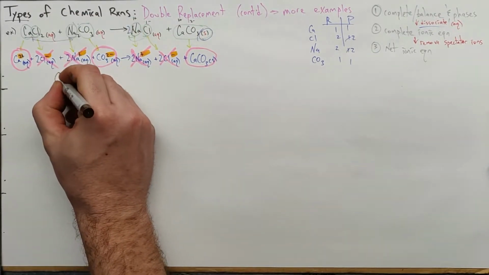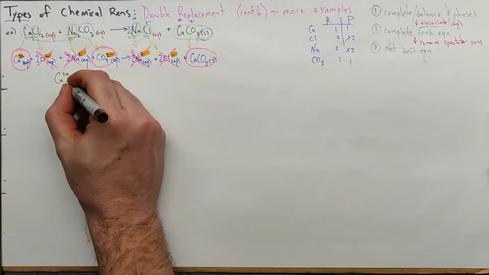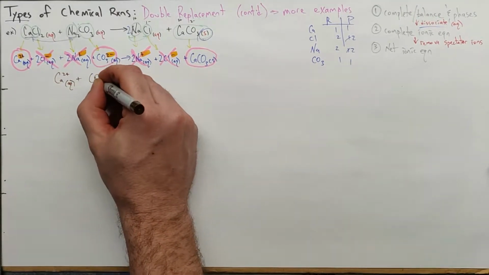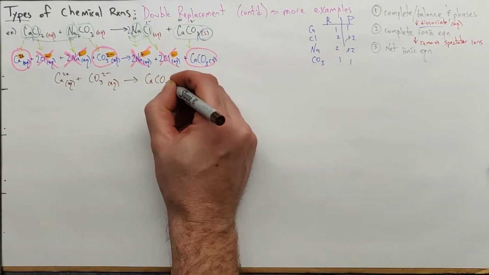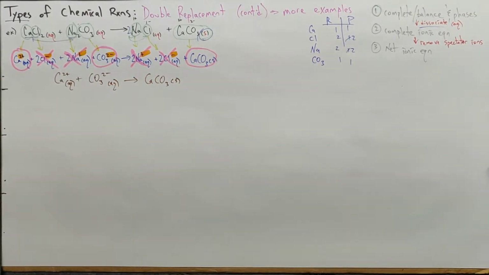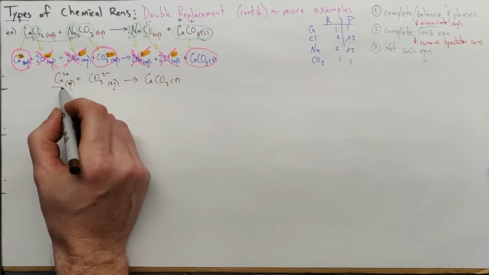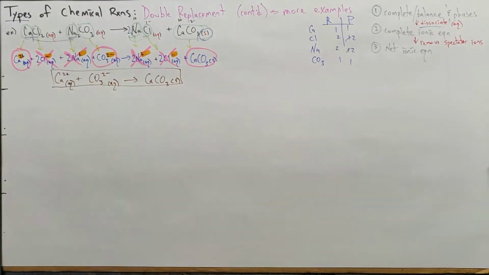We have Ca2+, aqueous, and our carbonate, CO3 2-, and that's giving us our calcium carbonate, solid. All right, that is our answer. We do have a reaction taking place, and that's it. The sodium ions and the chloride ions are floating around doing nothing in the beginning except balancing charge, and floating around doing nothing in the end except balancing charge.